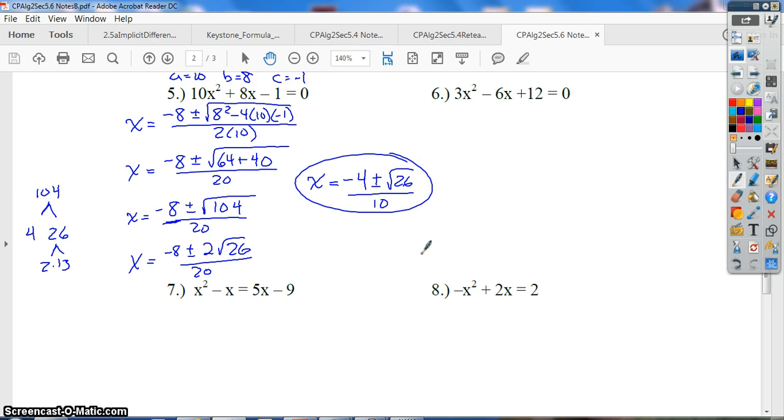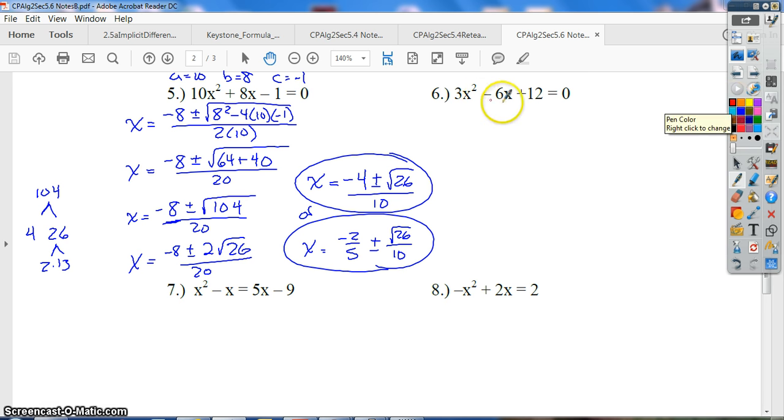You keep it all as one fraction. That's as far as you go. If you break it apart, it would be negative 2/5 plus or minus the square root of 26 over 10. So either one of those is completely wrong. All right. So here we go. I could reduce this, but I'm going to keep it as is.